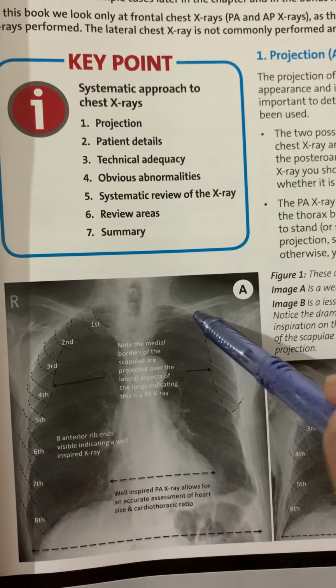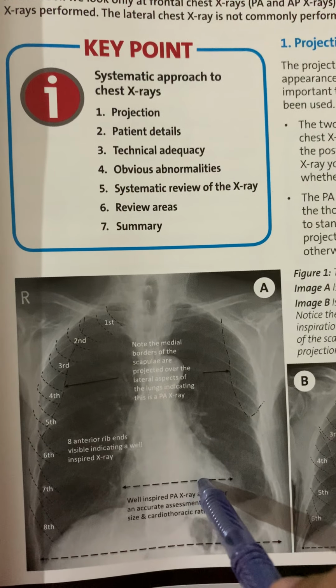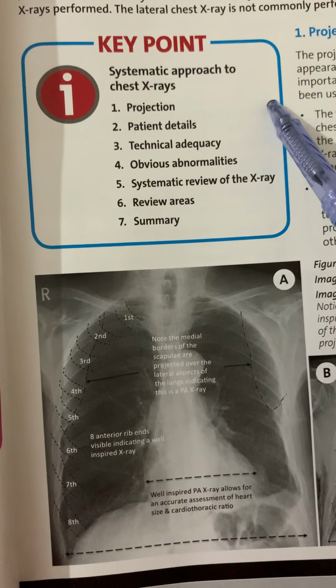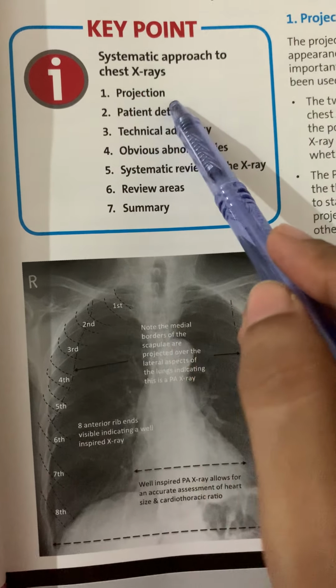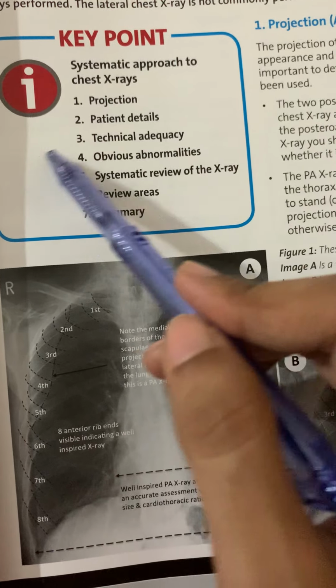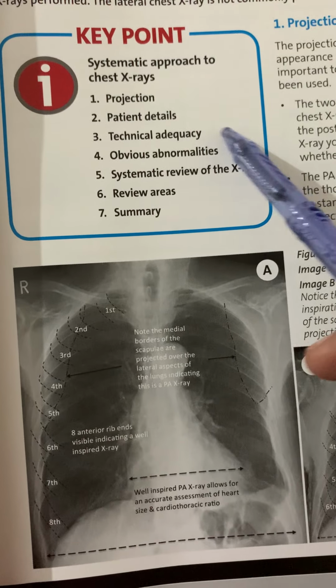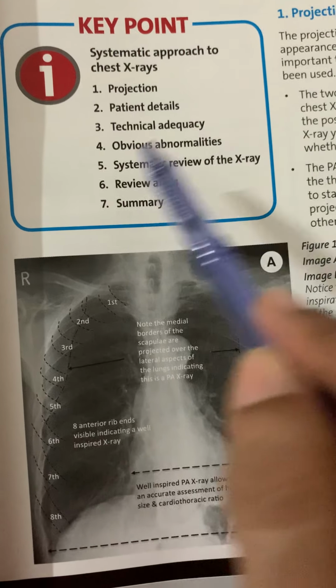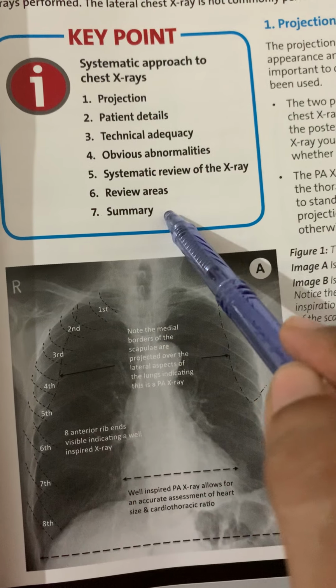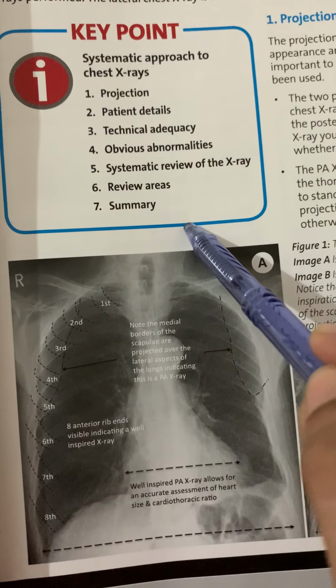In this video, we are going to learn how to interpret the chest X-ray in a professional way. First of all, the systematic approach to the chest X-ray is: number 1, we will look at the projection, number 2, patient details, then technical adequacy, then obvious abnormalities, then systematic review of the X-ray, number 6, review areas, and then summary.